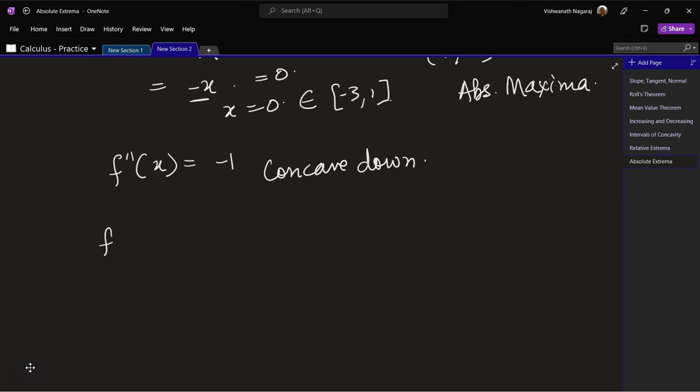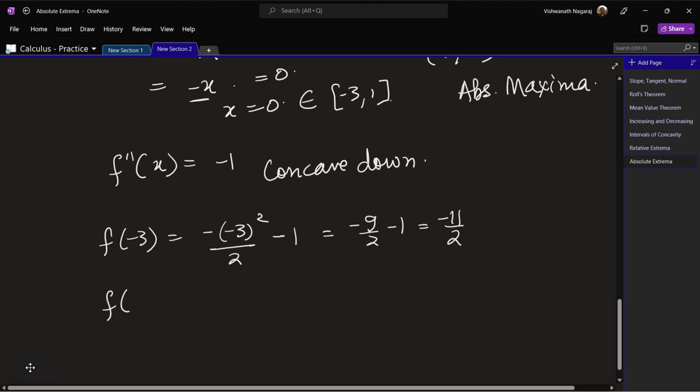So, f of minus 3 is going to be minus 3 square by 2 minus 1, which gives us minus 9 by 2 minus 1, which gives me minus 11 by 2. And the other endpoint, that is 1, minus 1 square by 2 minus 1, which gives me minus 1 by 2 minus 1, which is minus 3 by 2.